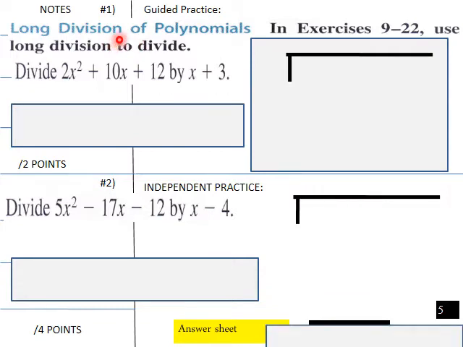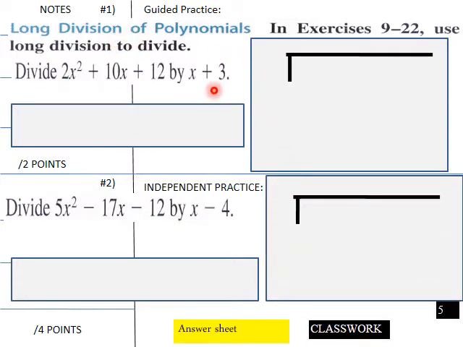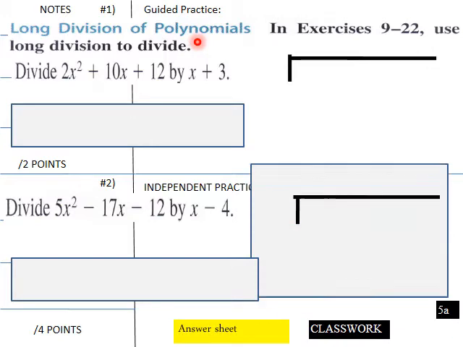Okay, into our first guided practice here. We're going to use long division on this thing here. We're going to divide by x plus 3. And then this is your students' problem down here. You have this quadratic going to divide by x minus 4. Let's do this guided practice first now.